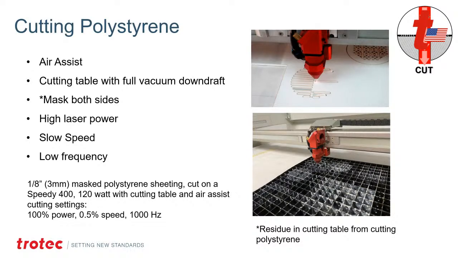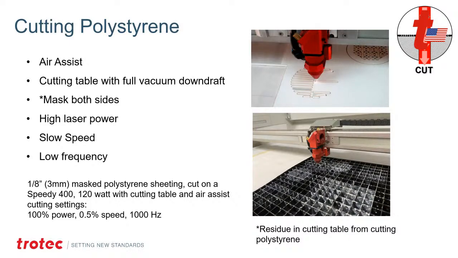This is recommended, but in order to do that, we need to mask both sides of the material with a paper mask, or leave the mask on the material that comes with it. Low frequency, slow speed at high power. The one drawback, as you see in the lower right-hand corner here, is the residue that's left behind. This is what I mean by being messy.